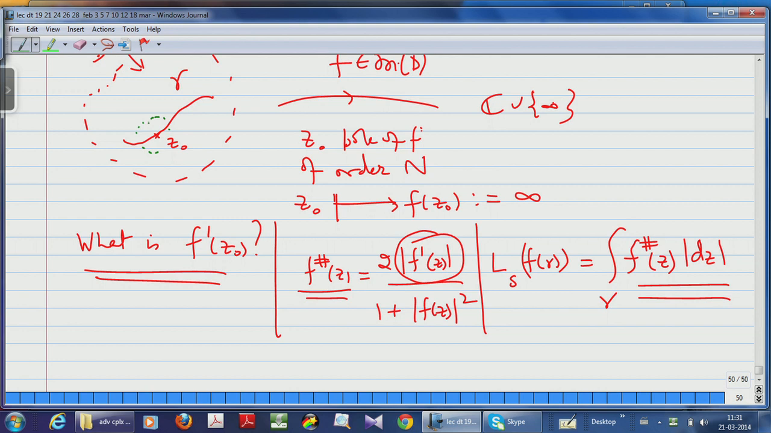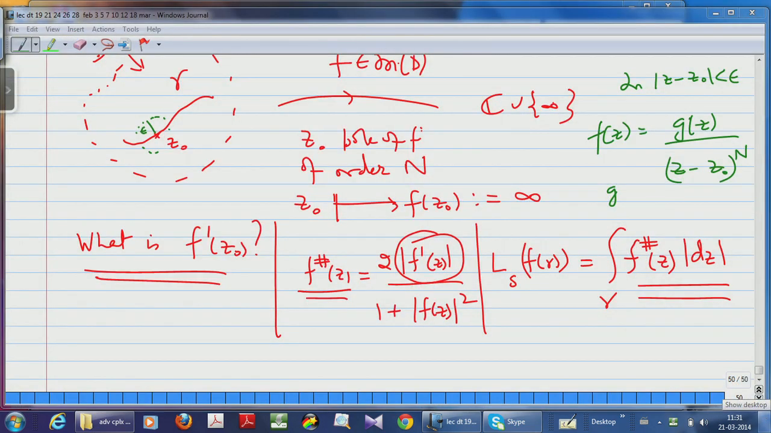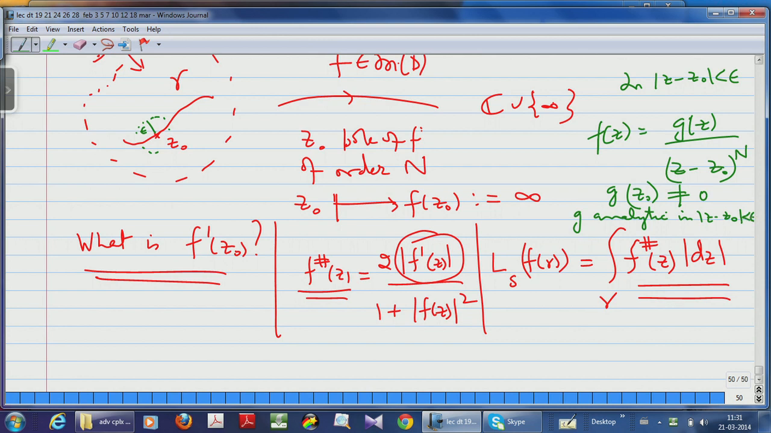If you call the radius of this disk epsilon, then in mod z minus z naught less than epsilon, which is the interior of that small disk, you can write f of z as g of z divided by z minus z naught to the power of n, where g of z naught is not zero. And of course g is analytic in mod z minus z naught less than epsilon. I need a little bit more space, let me rewrite that. Let me just write g analytic.